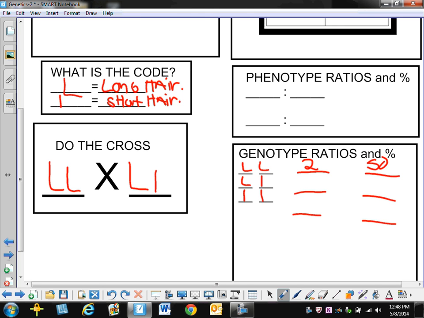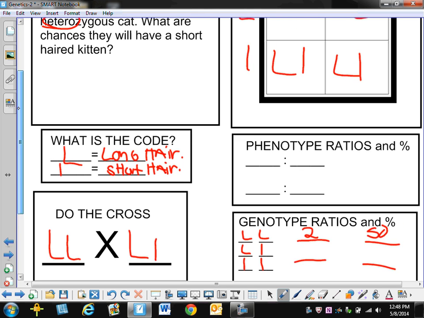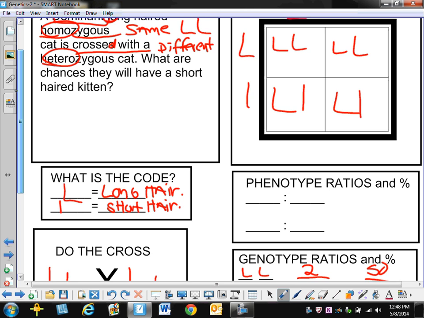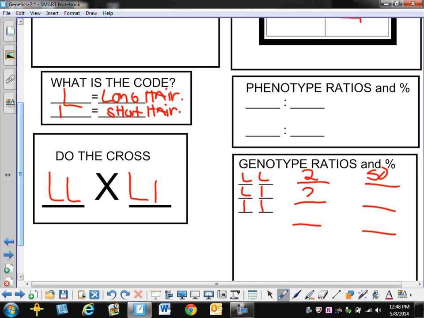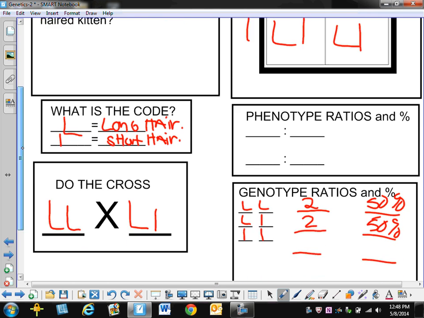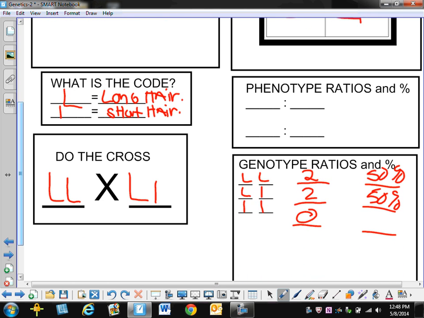How many big L, little l's do we have? 2. Again, 2 quarters give us how much? 50%. We're going to check the next one just like Nyla said. How many little l, little l's do we have? 0, for 0%. We're almost done, guys. You guys are rocking this.